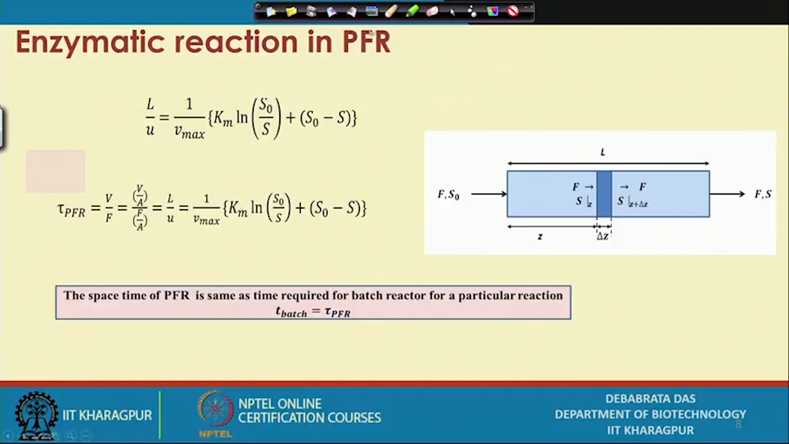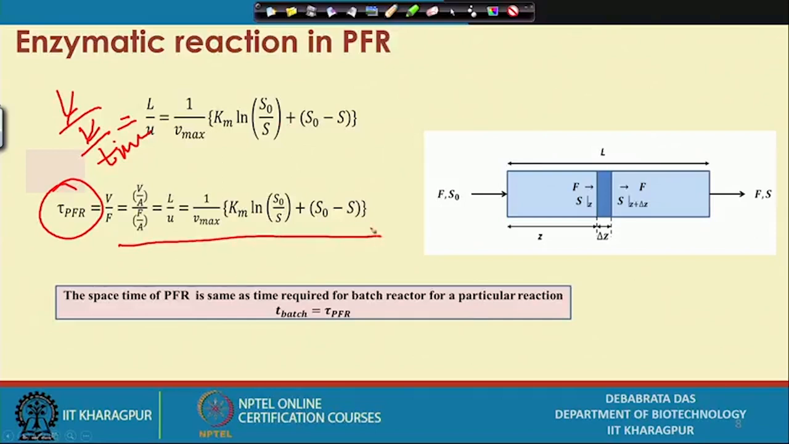Now, I want to point out L means length, am I right? And u is the velocity, length per unit time. So the length will cancel, and this is nothing but tau, the space time of the plug flow reactor, and this is 1 by Vmax, Km and so on. If you look at this equation, it is the same as for the batch process. We have a similar expression, so that is why the space time of the plug flow reactor is the same as the batch time required for the batch process for the particular reaction.